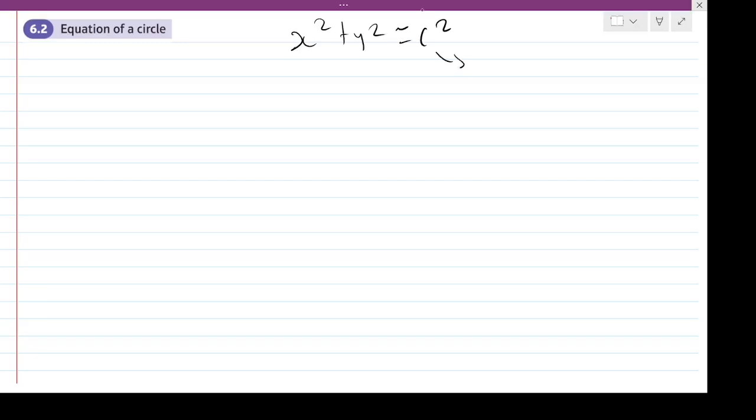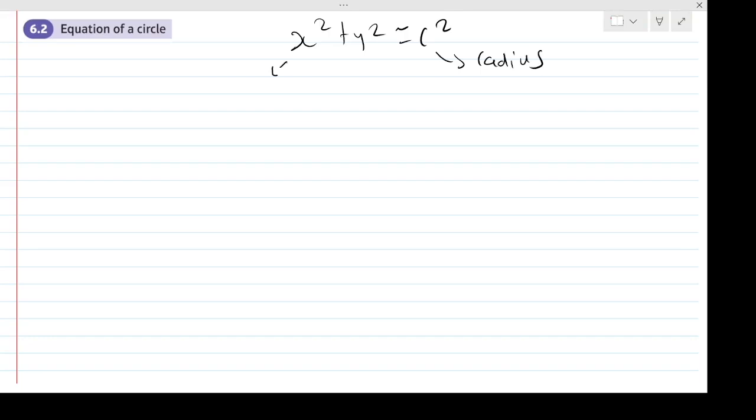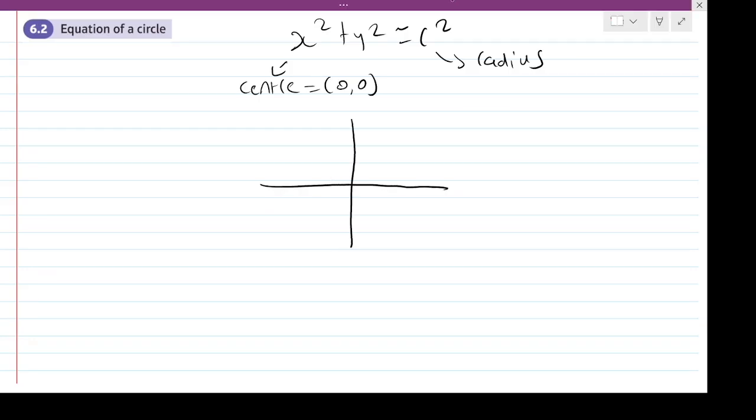At GCSE, you would have been familiar with this, where we have x squared plus y squared equals r squared. That r is the radius, but also the centre would be at the origin. You worked with the centre of a circle being at 0, 0. So it looked a bit like this. There we are, a circle centred at the origin. So you're familiar with that.